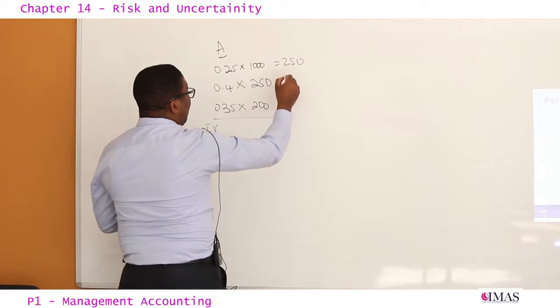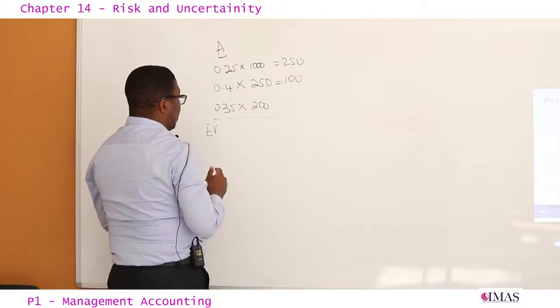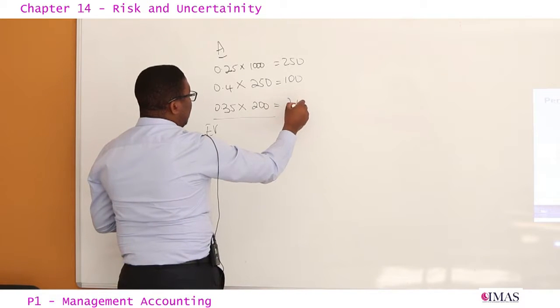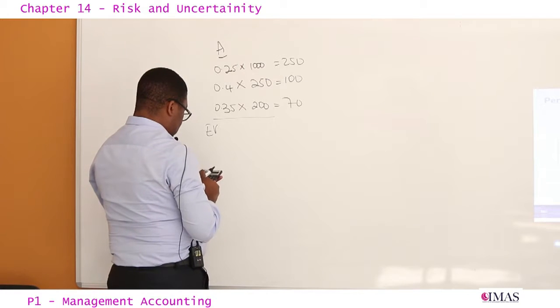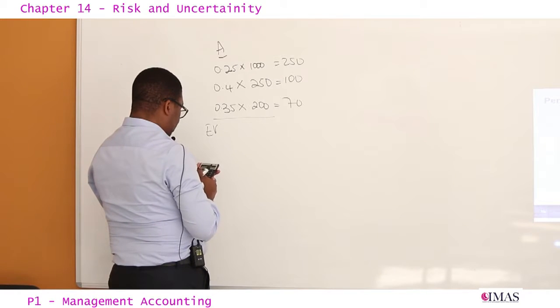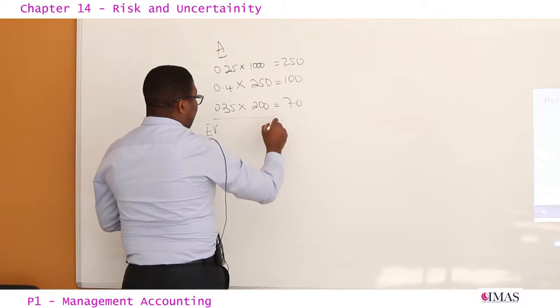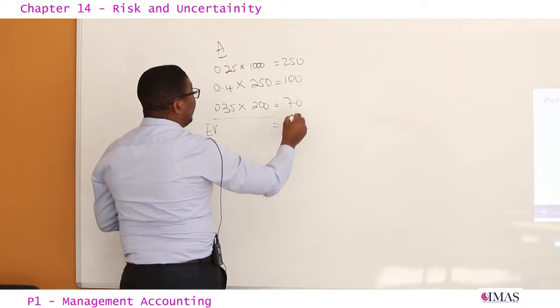Then here it's going to be 100. And then here it's going to be 70. Therefore 70 plus 100 plus 250. Your expected value here is 420.